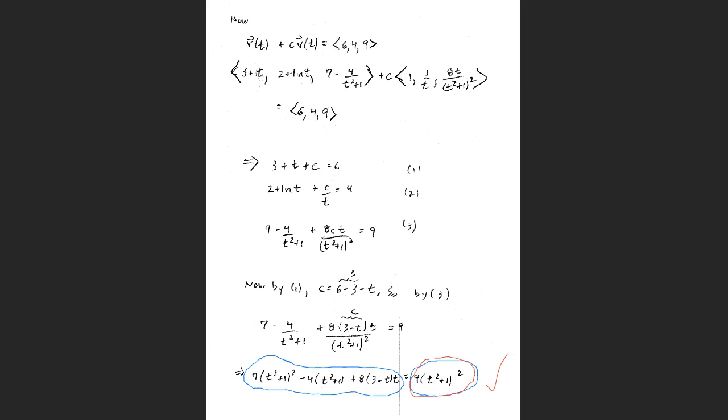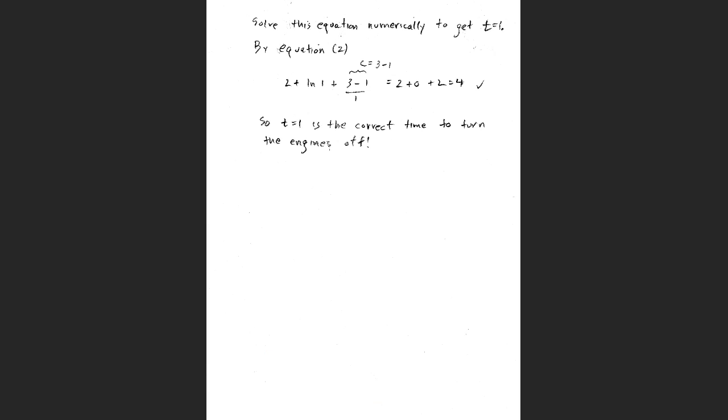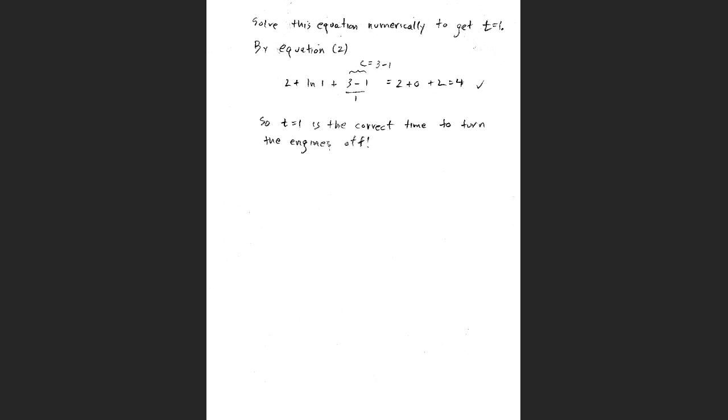Okay. Well, if you solve that, you're going to get t equals 1. That's what you're going to get. And so by the second equation, the second equation is the only one we haven't used yet. But now we know the value of c. C equals, if t is 1, c is going to be 3 minus 1, which is 2. And we know t is 1. So we do that just to confirm that t equals 1 is the solution in the second equation.